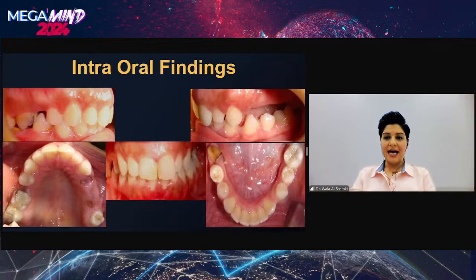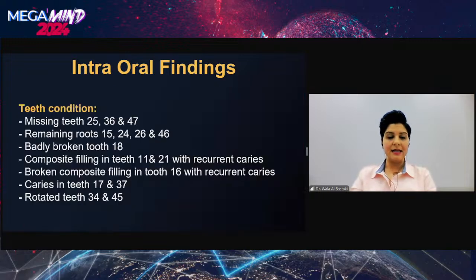We can see that she has multiple spaces due to previous extractions, remaining roots due to untreated caries teeth, failure in some composite fillings, moderate calculus, and in details, let me see. Teeth condition: missing teeth 25, 36, and 47. Remaining roots 15, 24, 26, and 46. Badly broken tooth 18. Composite filling in teeth 11 and 21 with recurrent caries.